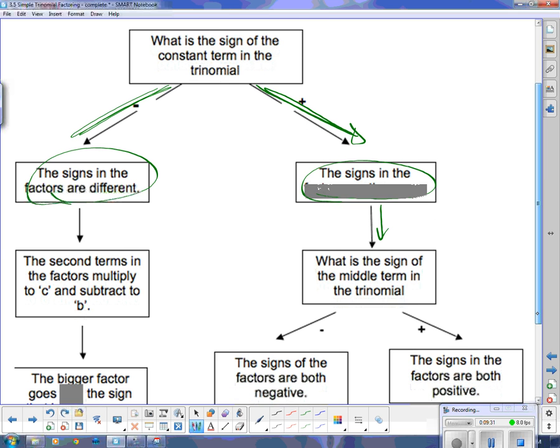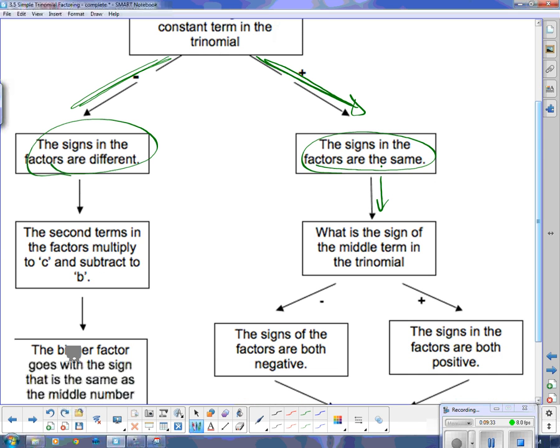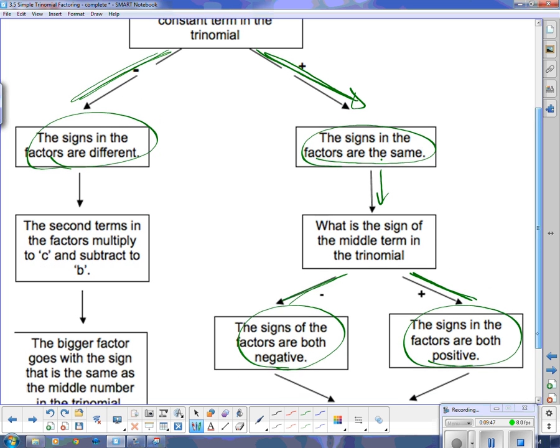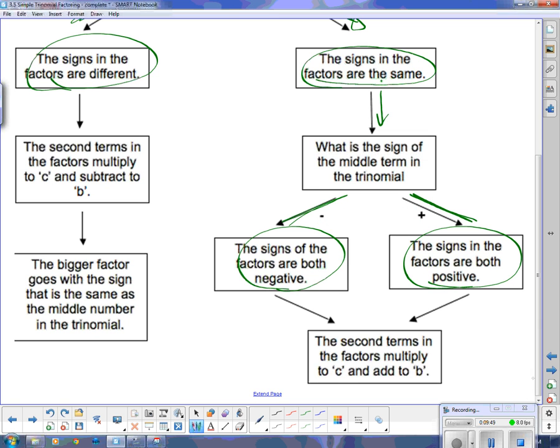And if the sign in the middle term is negative, then both factors have negative signs. If the signs in the middle term are positive, then both of the factors have the same signs, plus signs. And then back in the middle, the second terms in the factors multiply to the constant term, because the constant term is always a product. And since the signs are the same, they have a sum of B, or they add to B.